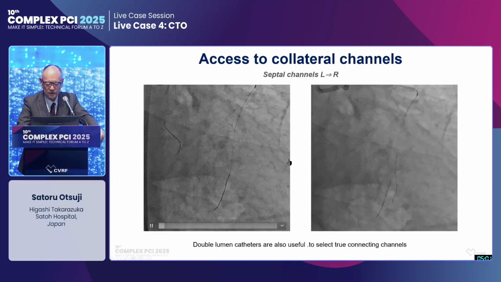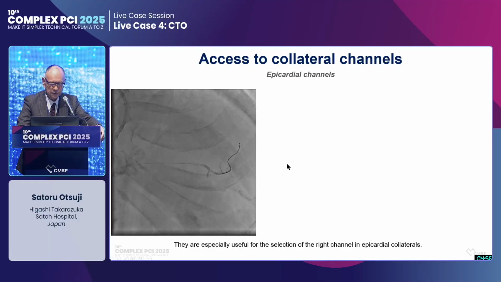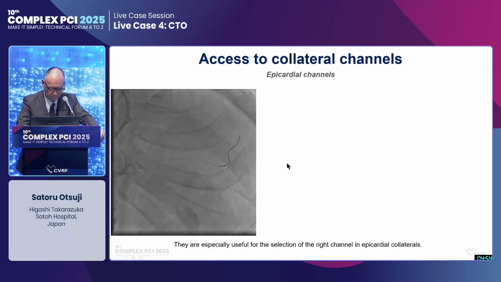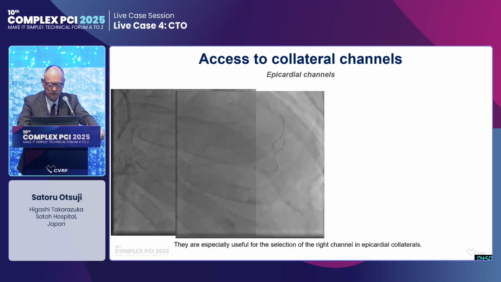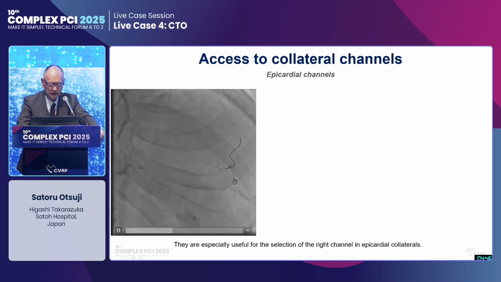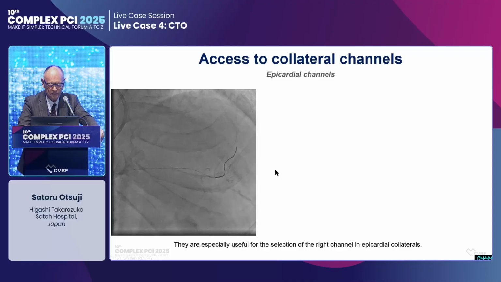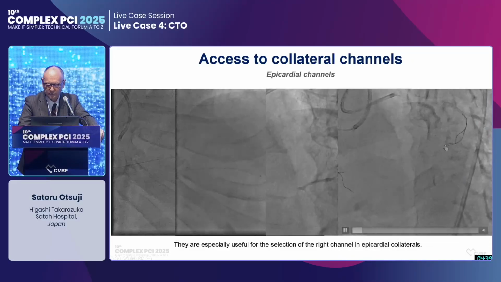We can see good collateral from the injection through the second microchannel port. This method is especially useful to reduce collateral perforation, especially in the epicardial channel. We can see the correct channel by the injection of the second port of the lumen. And this is also the array.